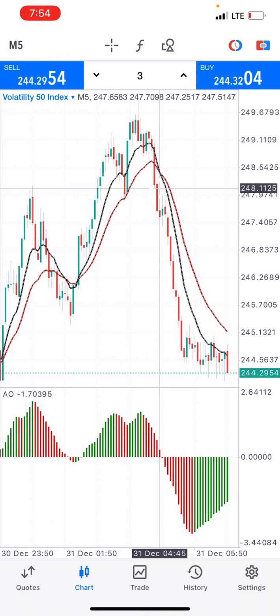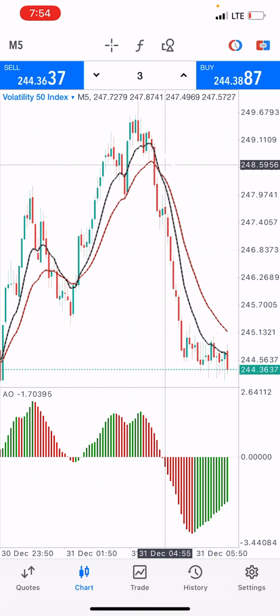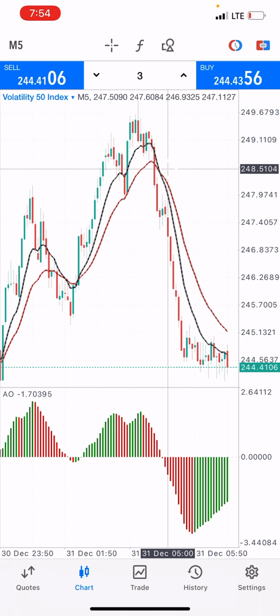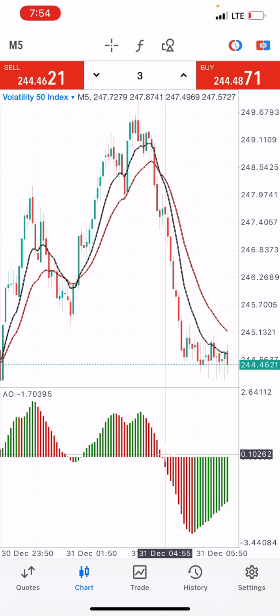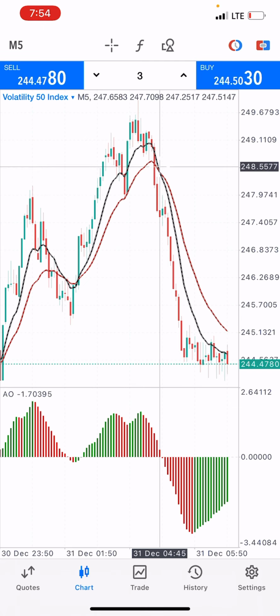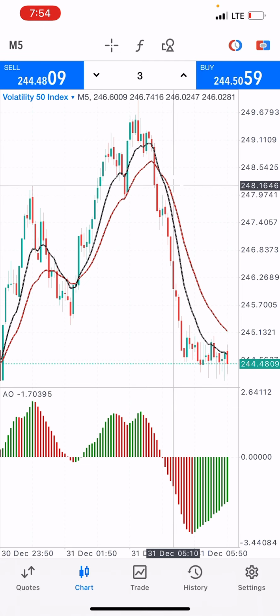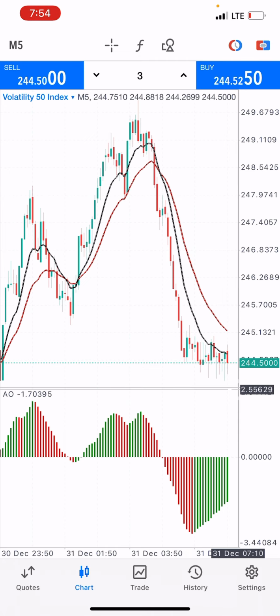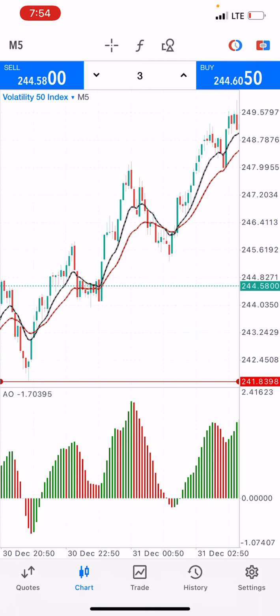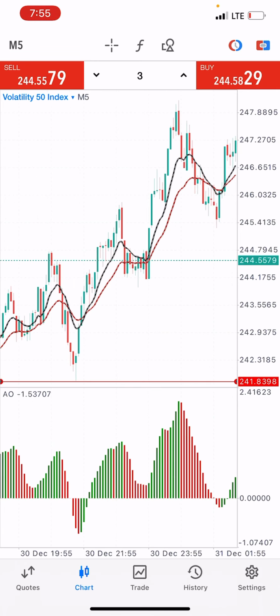Look, it crossed above. You can see, guys, the red crossed above the black. It's a sell, and the awesome oscillator is below the zero level. The sell is sure, guys. If you see this at this point, you place a sell and you make money from there. You can see that it's a very good strategy, guys. A very good strategy.